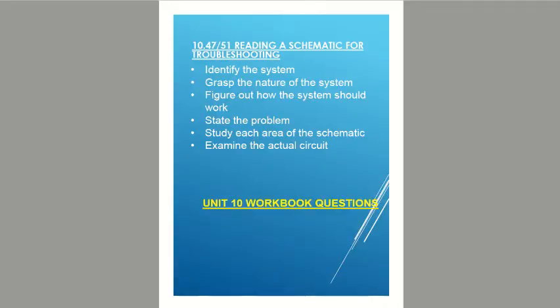10.47 to 10.51, reading diagrams. So reading a schematic for troubleshooting, the steps you would follow. Step number 1, identify your system. Step 2, grasp the nature of the system. Step 3, figure out how the system should work. Step 4, state the problem. And step 5, think why the engine might be misfiring. Step number 6, study each area of your schematic. And step 7, examine the actual circuit.